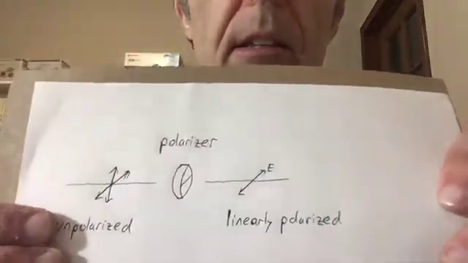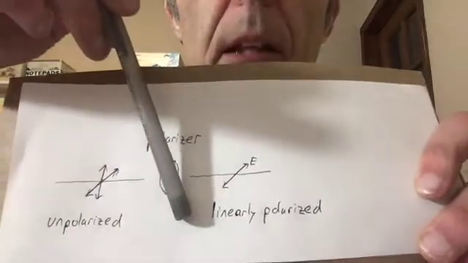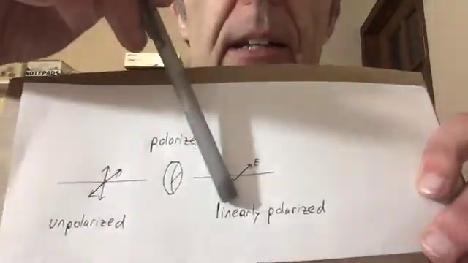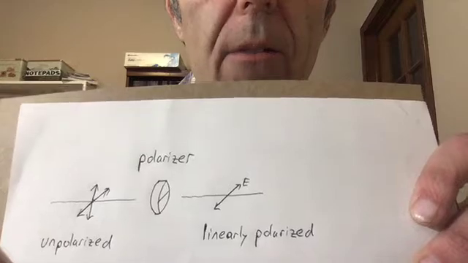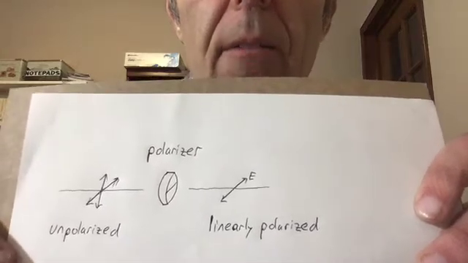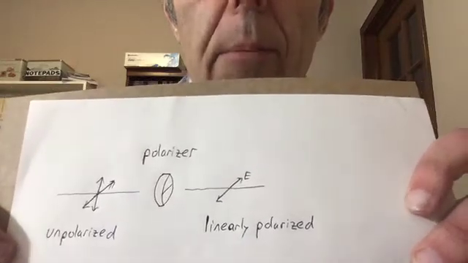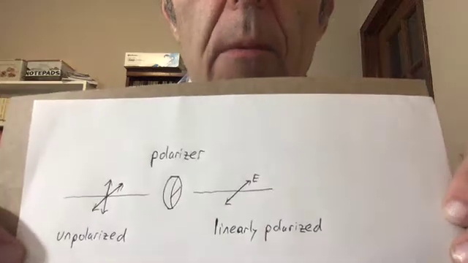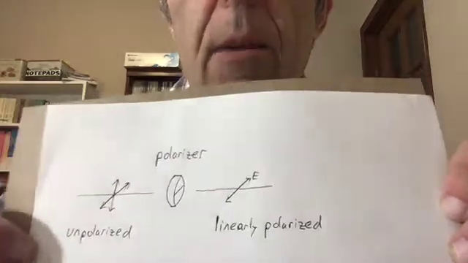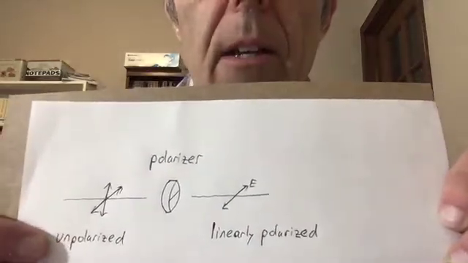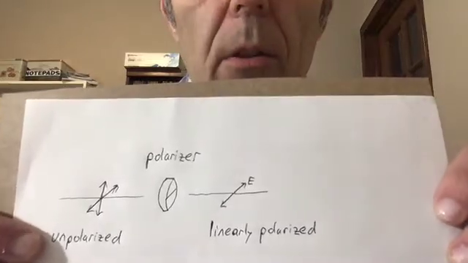So when you get to the other side, you now have linearly polarized light. That is, you only have light going back and forth, left and right. You have none of the light that's going up and down. So this is what we mean. Usually if we say polarized light, we mean linearly polarized light. You only have one of the two polarization states.